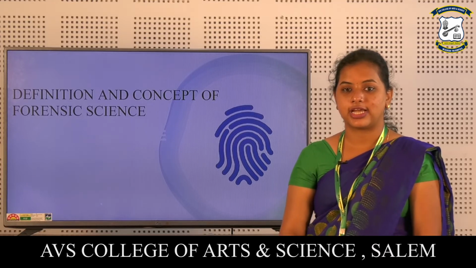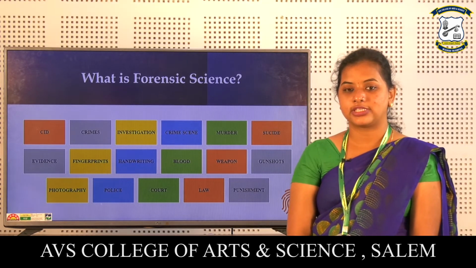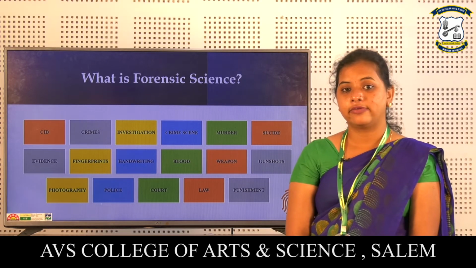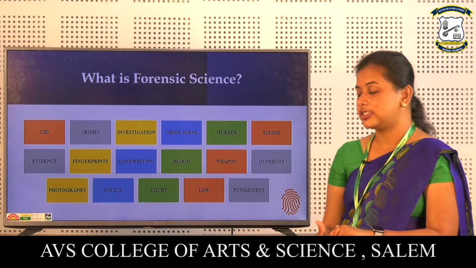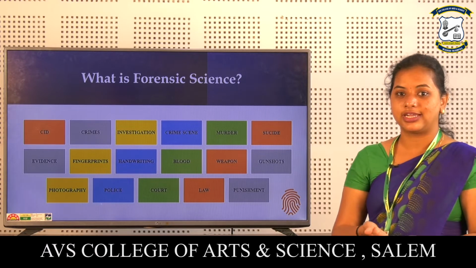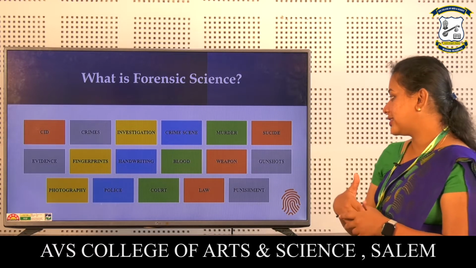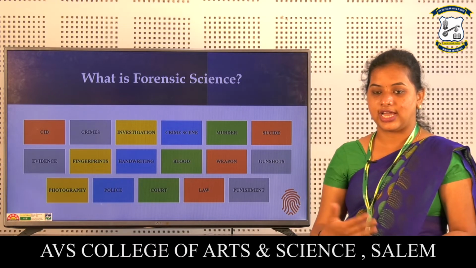Today I'm going to talk about the definition and concepts of forensic science. So, what do you mean by forensic science? What comes to your mind when you think about forensic science? These are the topics which will come to your mind first: CID, crimes, investigation, crime scene, murder, handwriting, and all the rest, which come to your mind first when you hear the word forensic science.